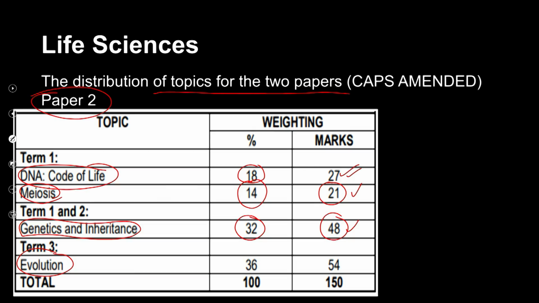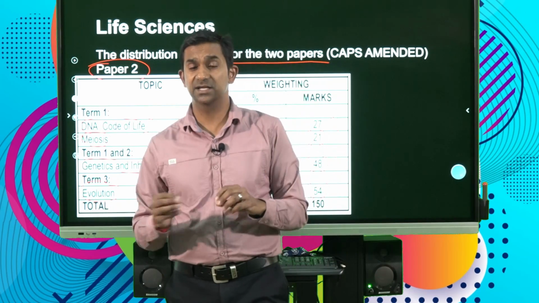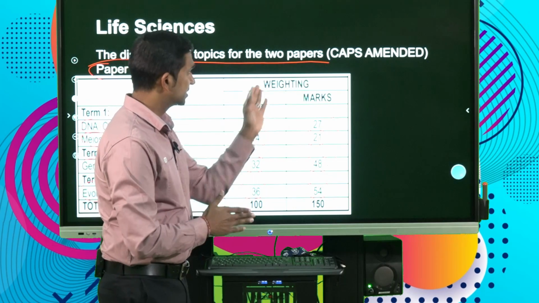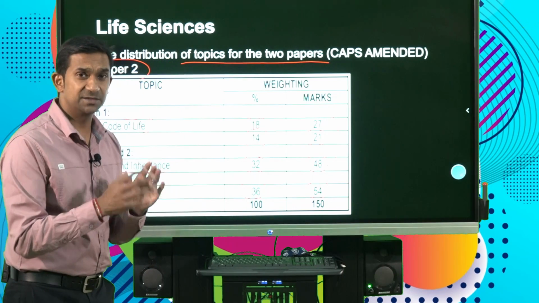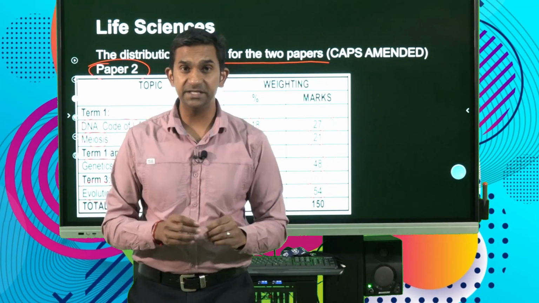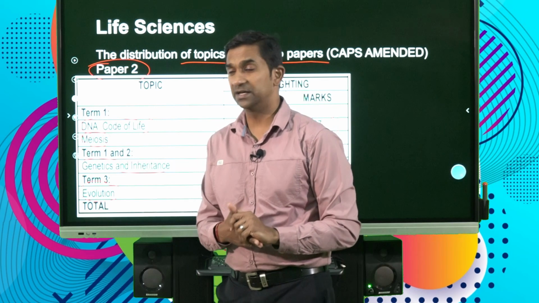And finally, we have evolution, probably the largest chunk of paper 2, and that is 36%, making up 54 of the marks. And that's important for you to prepare well. Evolution is often seen as a topic that we shy away from. Again, guys, it's the focus of paper 2, with a large amount of marks coming from this topic. Again, refer to the ATPs, try and unpack what the specific content is that needs to be learned, and prepare that.